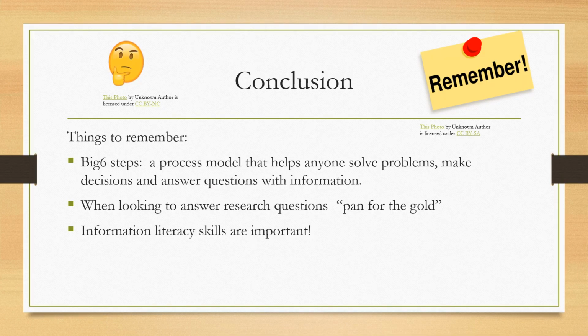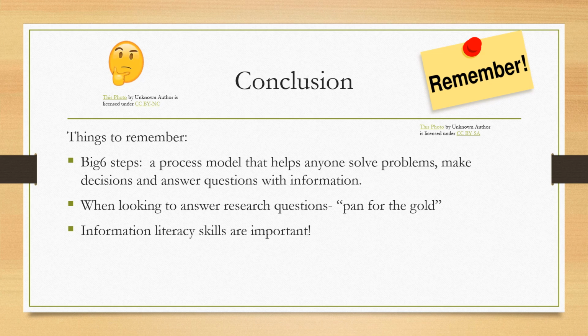You've all done a fantastic job to make it this far, and I hope that going through these steps has given you really good insight into how to properly research and use information to answer questions, solve problems, or make decisions. Some things to remember as we go forward, because you'll hear us talking about the Big 6 throughout the library and through your classes as well. This is a process model that helps anyone answer questions, solve problems, and make decisions based on information.